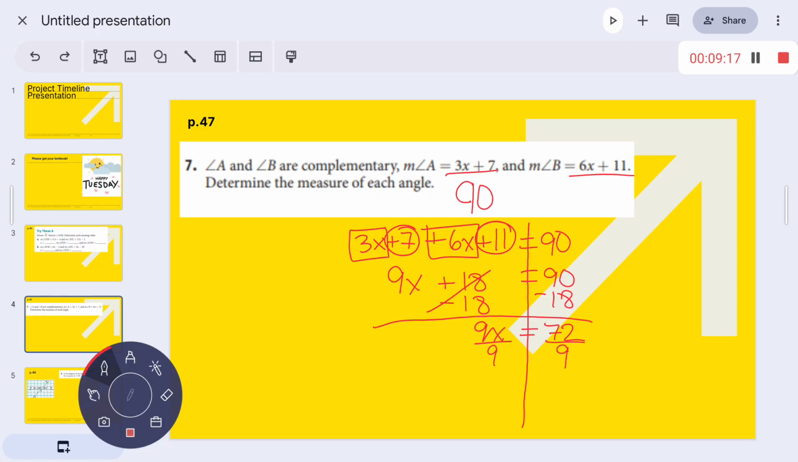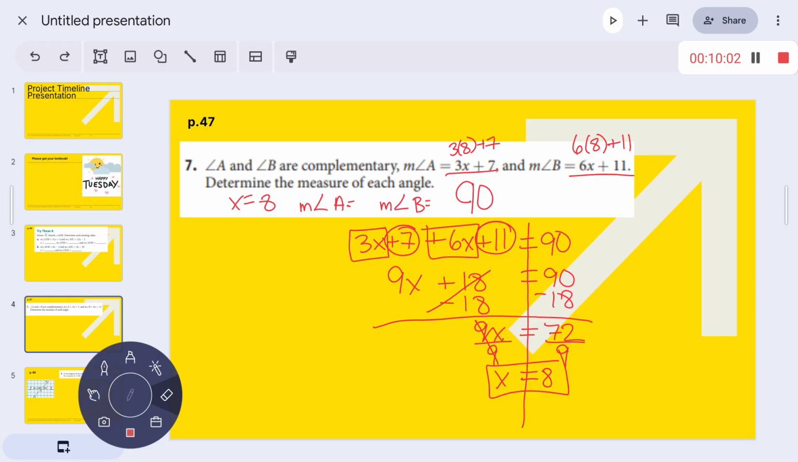But it says determine the measure of each angle. That means I want the measure of angle A and the measure of angle B. Okay? That's your job. Your job is to substitute in 8 right here to find the measure of angle A. Put it here, and then the same thing here to find the measure of angle B. Those two numbers, if you did it correctly, will equal 90. And I did this earlier, so it should work out. Pause the video if you need the material on this part for your paper.